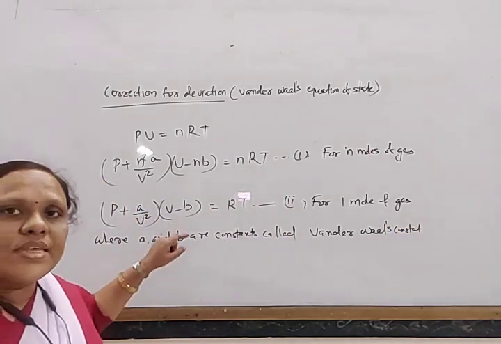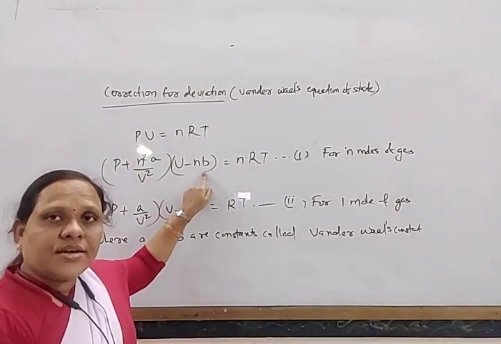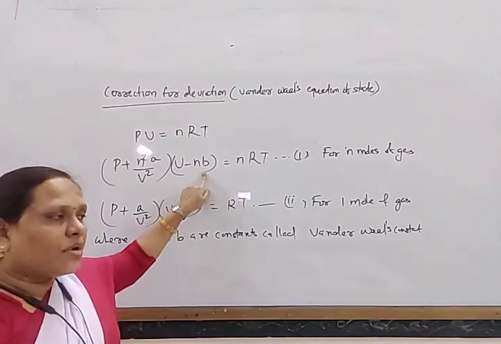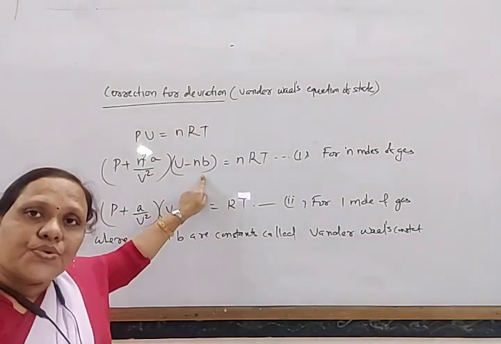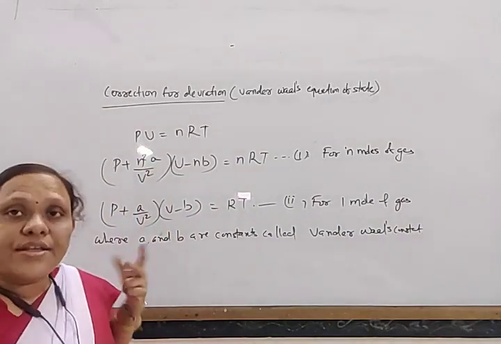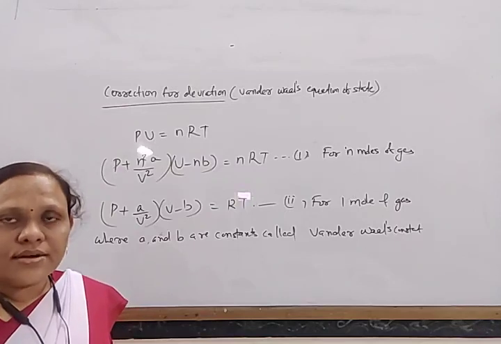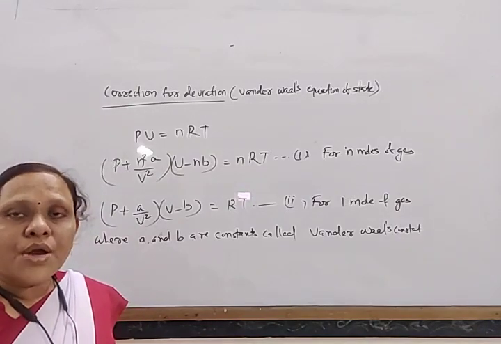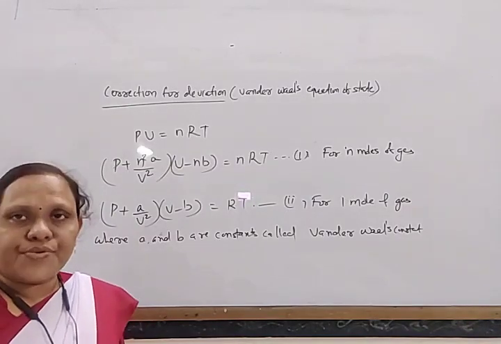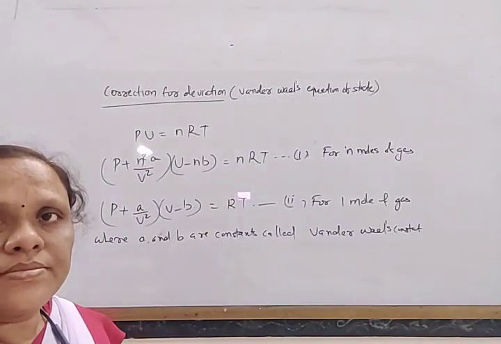a is the correction for the pressure term and b is the correction for the volume term. This b is known as excluded volume or co-volume. The higher the value of a, the more is the intermolecular force of attraction and the more easily the gas can be liquefied. So note down these points.